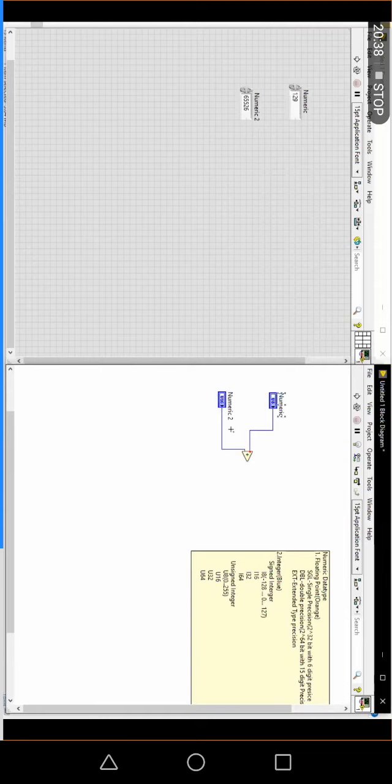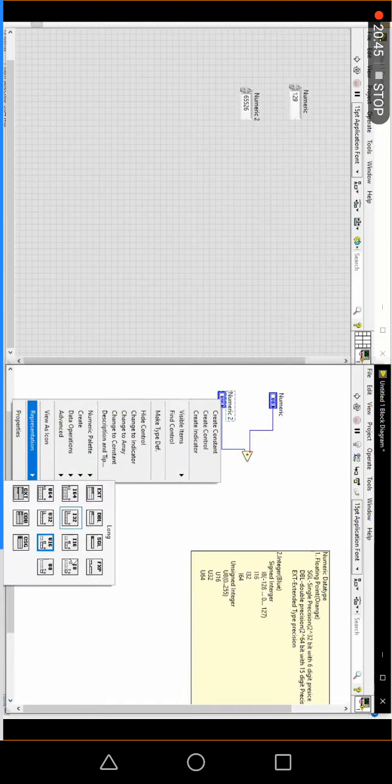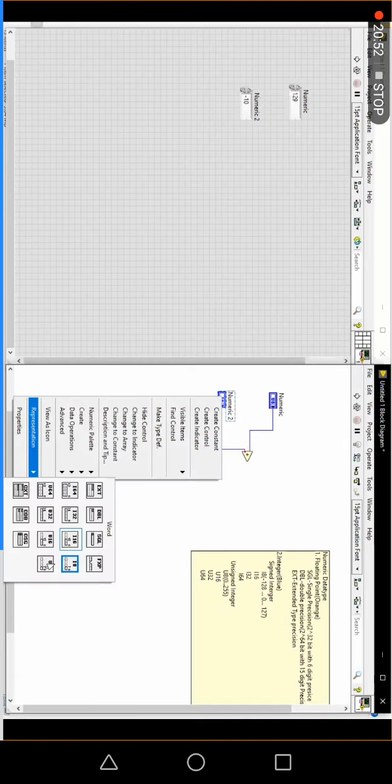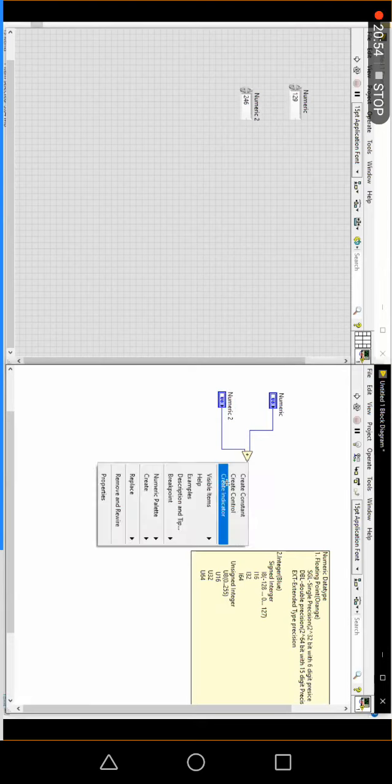So let me change the output. What output data type will you get? U16 you will get. Let me make it U8. Sorry, U8, not I8, U8. Now the indicator will be U8, okay.